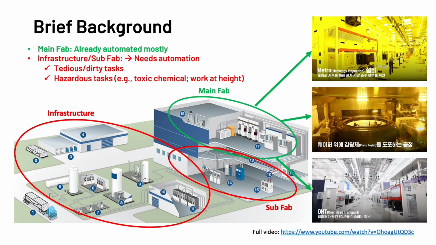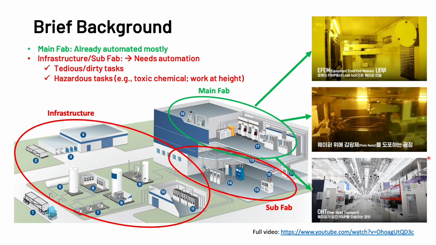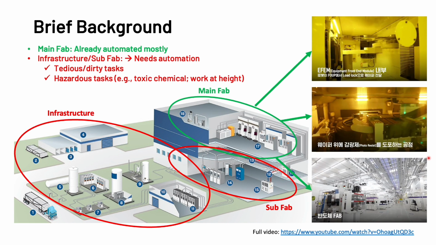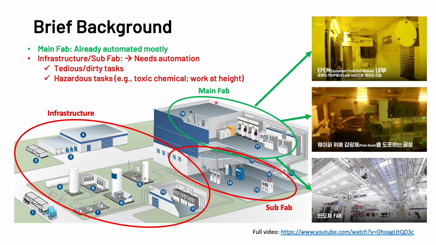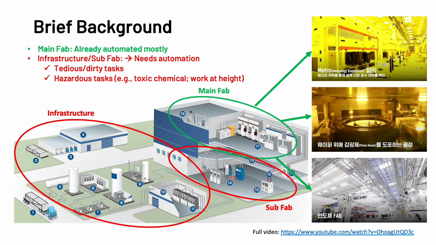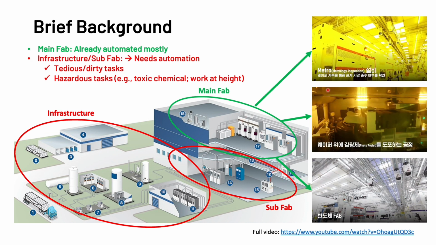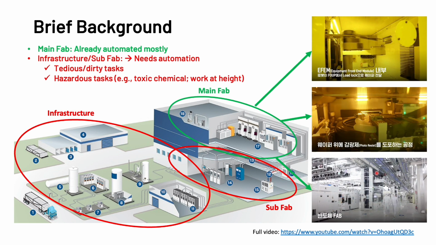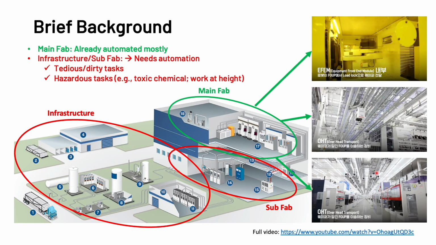Before I go into the details of this project, I would like to give you a quick overview of how a semiconductor fabrication plant works and what this project is about. A semiconductor fabrication plant consists of something called main fab and sub fab. As you can see in the video footages, a main fab is the location where semiconductor products are actually being manufactured, and the majority of its process have already been automated by utilizing various robotics technologies.